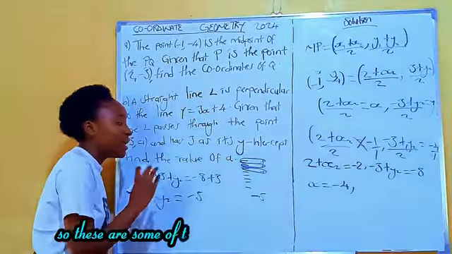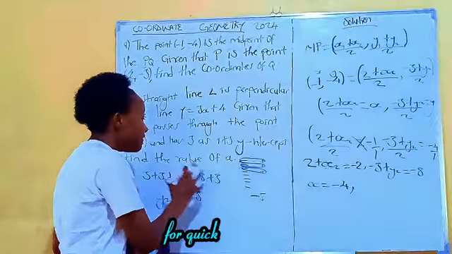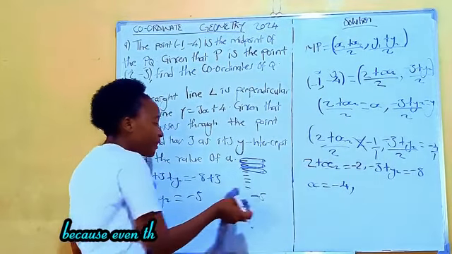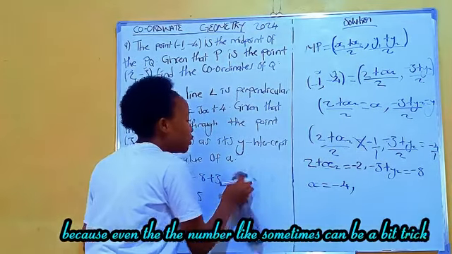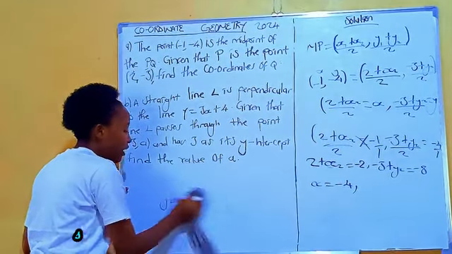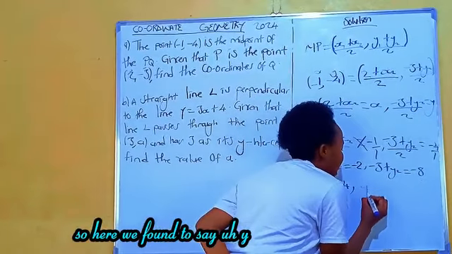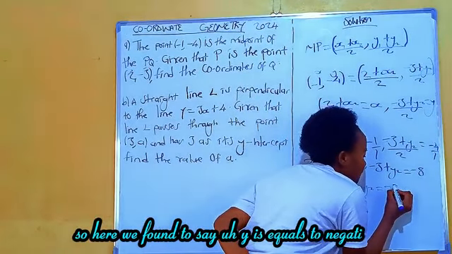So these are some of the examples that you are supposed to have for quick finding of answers, because even the number line sometimes can be a bit tricky. So just do this. Okay, so here we found that y is equals to negative 5.